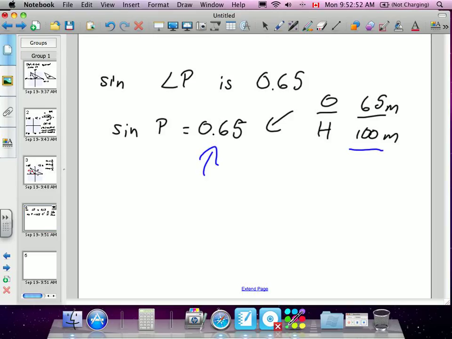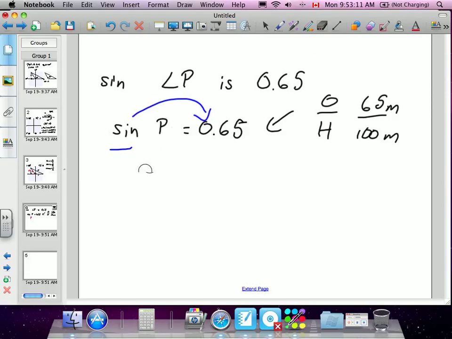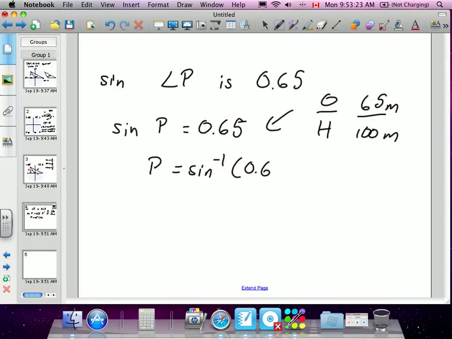Okay? Now this is what I want you to focus on. Don't worry too much about what I've done over here. We're going to focus on just solving this right now. In order to solve for angle P, which remember is the acute angle in the triangle, I need to move sine to the other side of the equation. In order to do that, sine goes to the exponent of negative 1, 0.65. Okay? Now remember, we did this on Thursday.